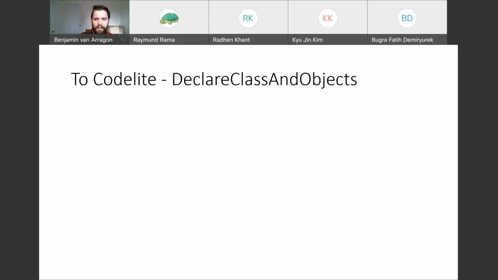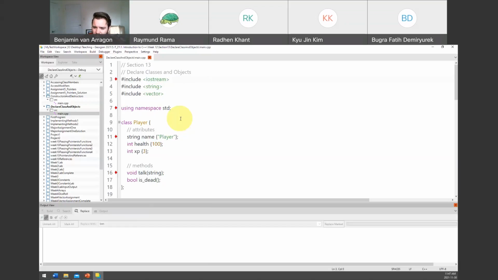Okay, so I believe you guys understand how this goes, but I will do a quick example in CodeLite in the declare class and objects project here that I'll post onto our Blackboard. It's not on there currently. I'll just bring this over.